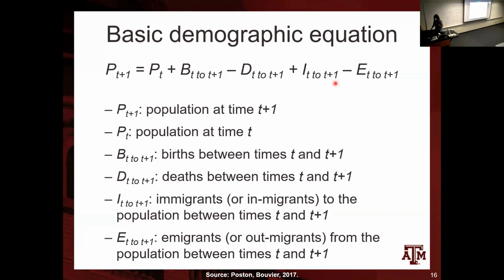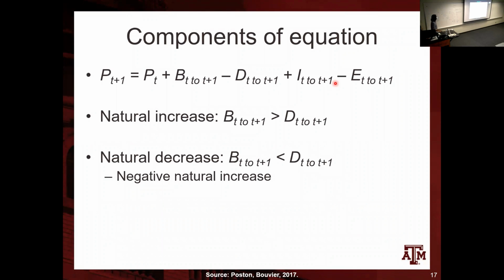And with this basic demographic equation, we can have information about whether the population is increasing in size or decreasing in size. So this term, natural increase, means that in a specific time period, in this example I gave, January 1st to December 31st, 2020, if the number of people being born is greater than the number of people dying, the population will increase.